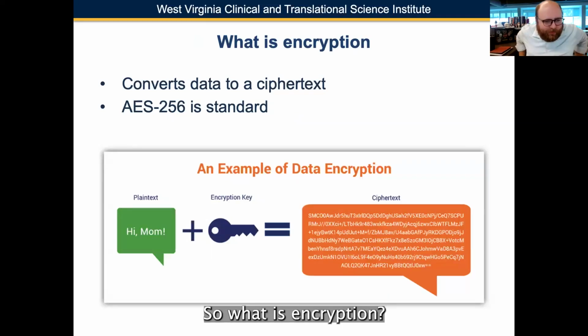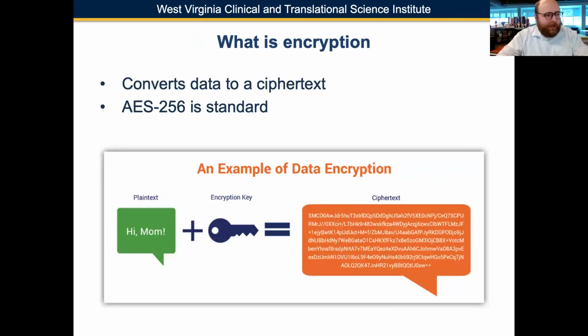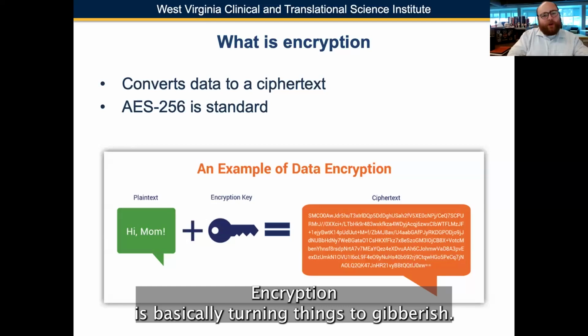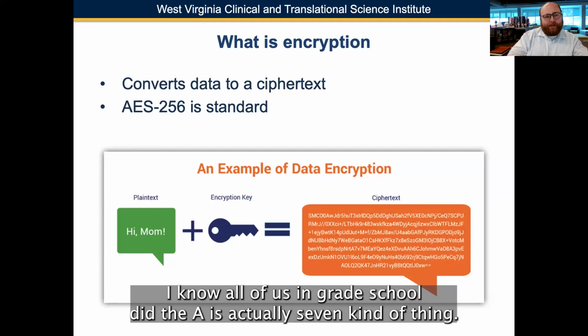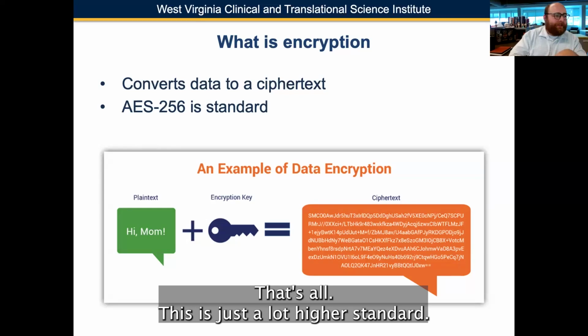So what is encryption? Encryption is basically turning things to gibberish. And you can't turn the gibberish back unless you have that secure encryption key. I know all of us in grade school did the A is actually 7 kind of thing. That's all this is, just on a higher standard.